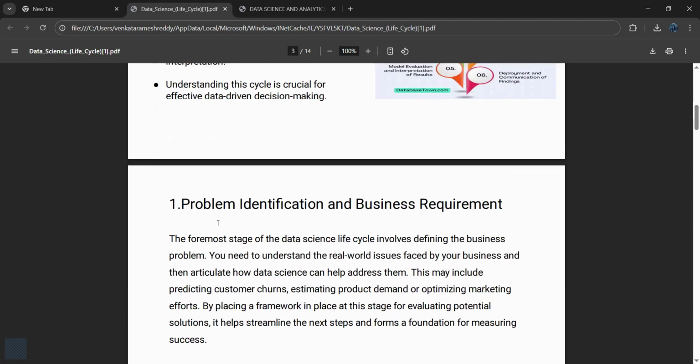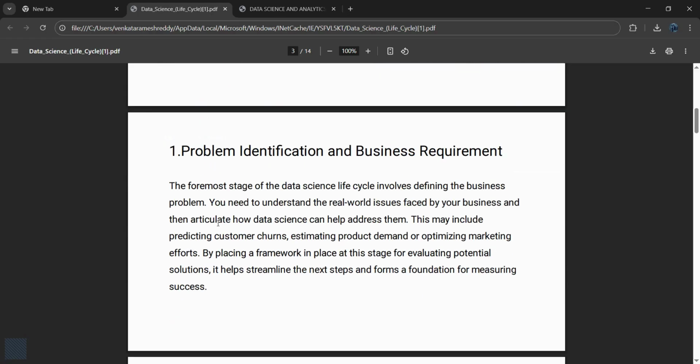So we shall discuss each and every point in the data science life cycle. First one, problem identification and business requirement. So what is problem identification? Generally, we will learn how to identify the problem, how to solve the problem, and how to give a solution for the problem. You will have a lot of questions in your mind on this. In this process, I will explain how to identify the problem and how to solve the problem, and also business requirements.